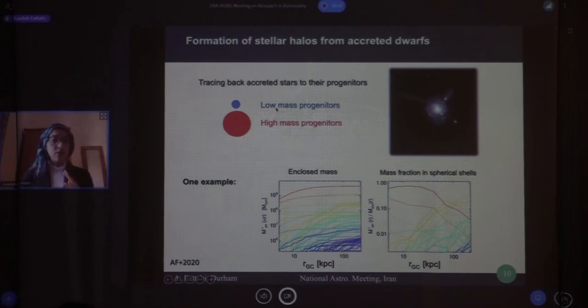When we go to lower mass progenitors of these objects, lower mass means here about 10 to the 5, 10 to the 6 solar masses in stars. So as I identify which stars are coming from which object, I can look at how they are distributed. Here you can already see that this is the enclosed mass. Basically, most of the mass is dominated by these one or two relatively big objects, the red and orange-ish curves.